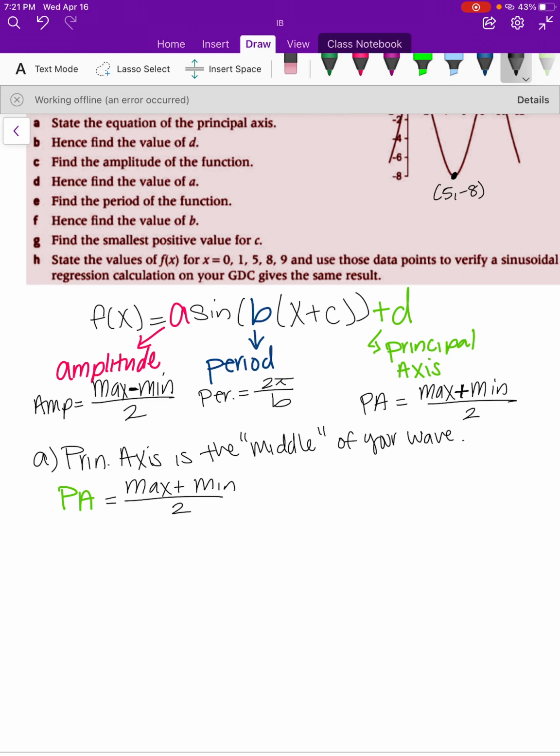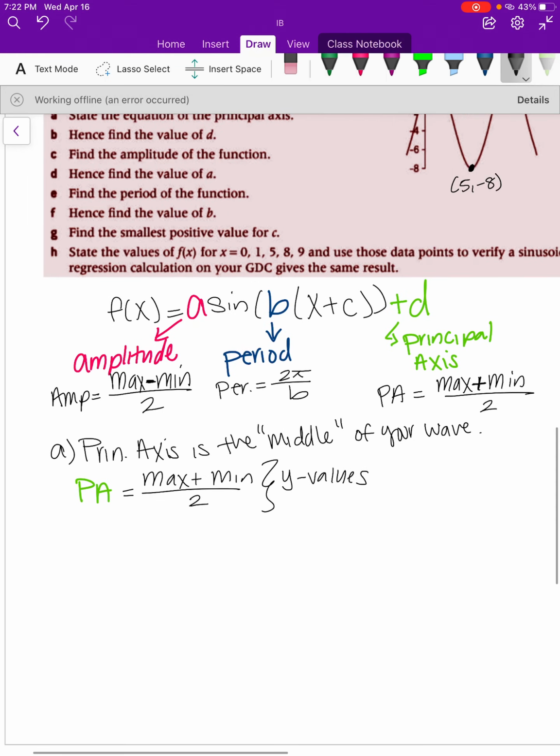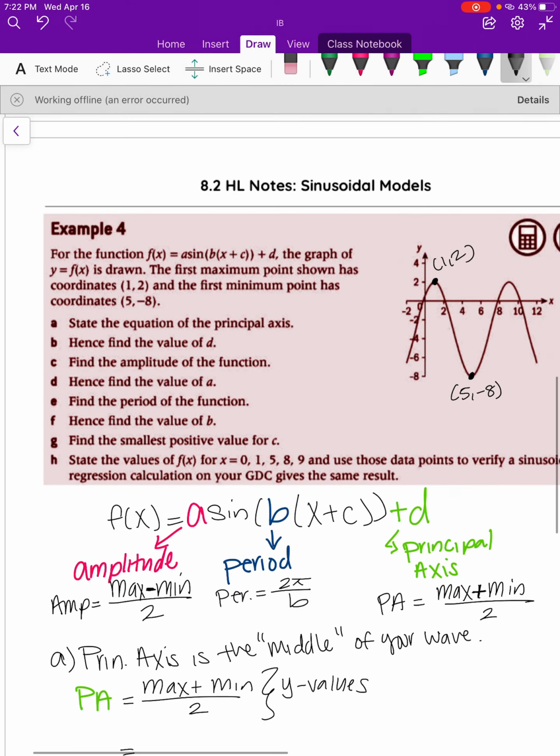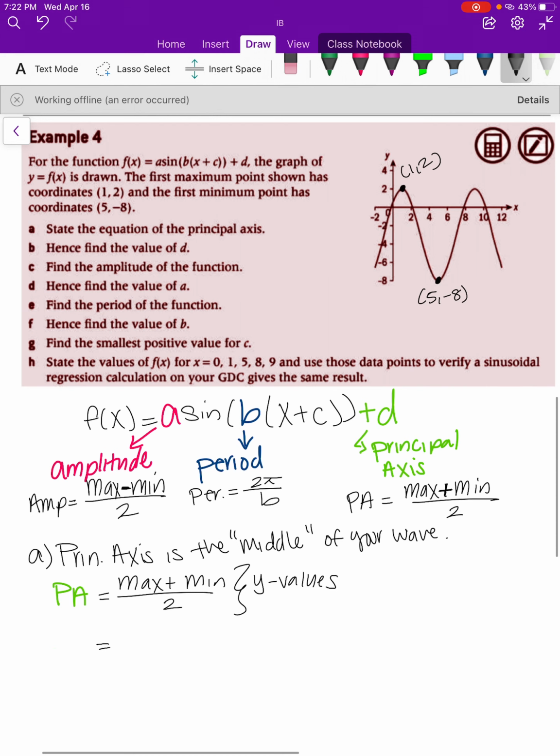So when we're talking about maximum and minimum, we in particular mean for y values. Our y values will tell us our max height and our minimum height. So although we do have x and y coordinates, we're only going to be using the y values of our x and y coordinates.